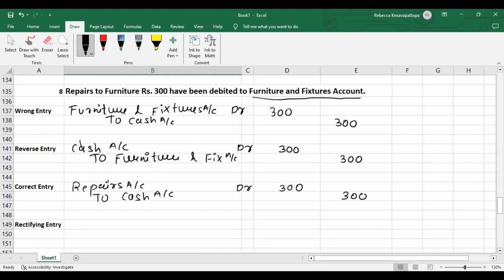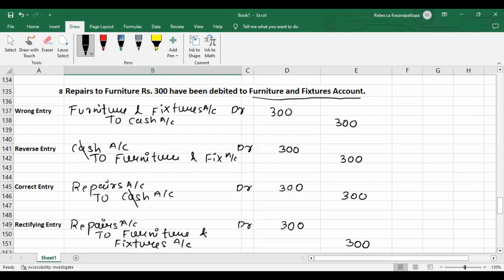So what should be the rectifying entry? Cash in debit, cash in credit gets cancelled. Repairs account debit 300 to furniture and fixtures account, 300. So the eighth example is also done. So I think everything is fine until now. Okay, next examples we will be seeing in the next tutorial.